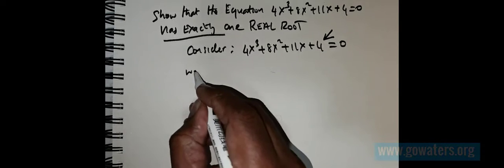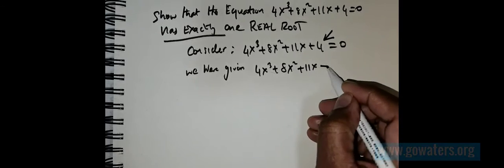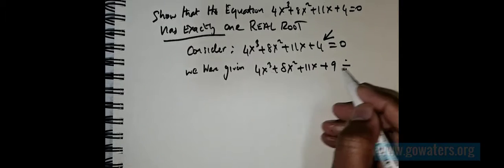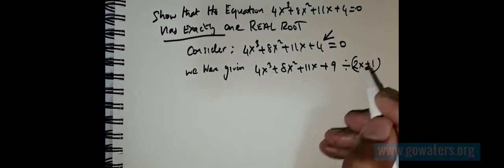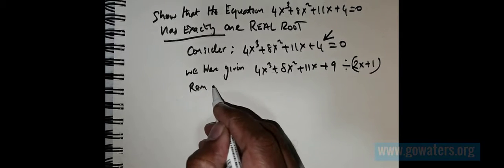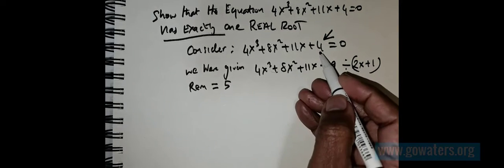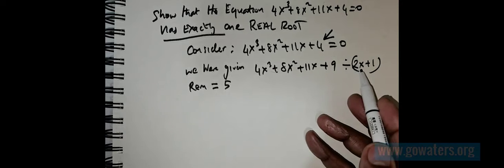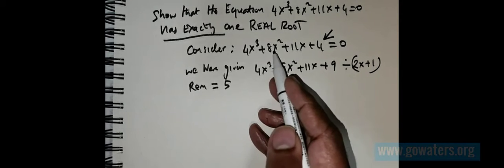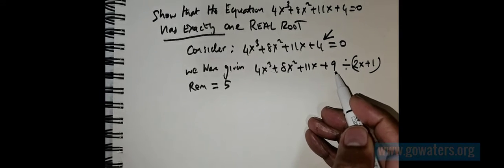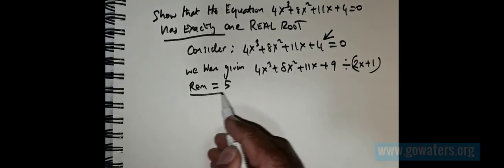In the previous question, we were given 4x cubed + 8x squared + 11x + 9, and we were asked to divide this quantity by 2x + 1. If you would have noticed, we got a remainder of 5. That would mean if the constant was 4, then 2x + 1 would factorize this entire polynomial without leaving the remainder 5. But we were given the constant as 9. So that is the reason we got the remainder 5.